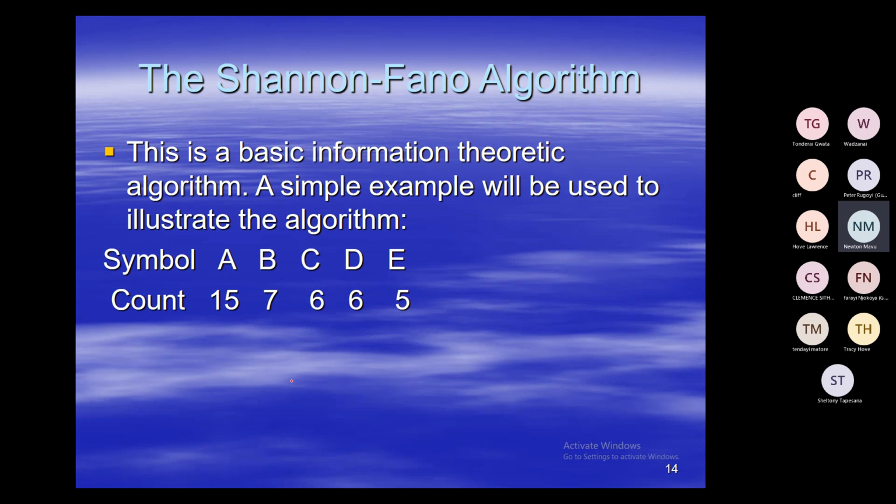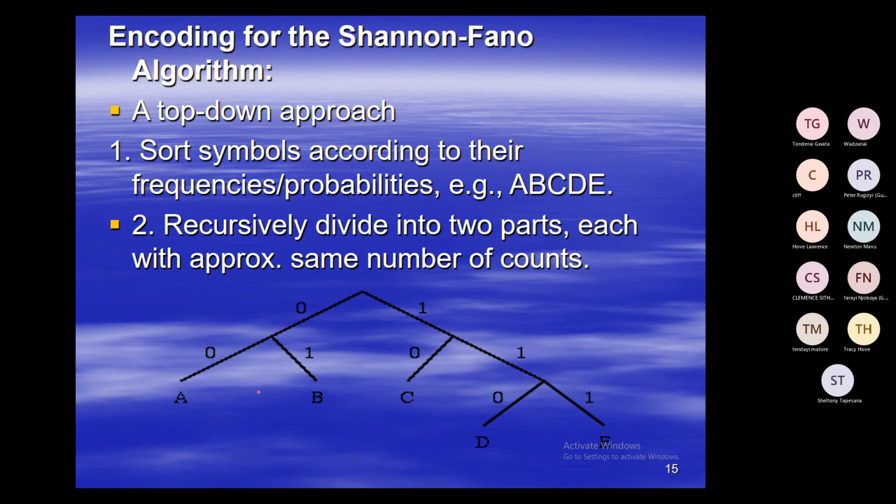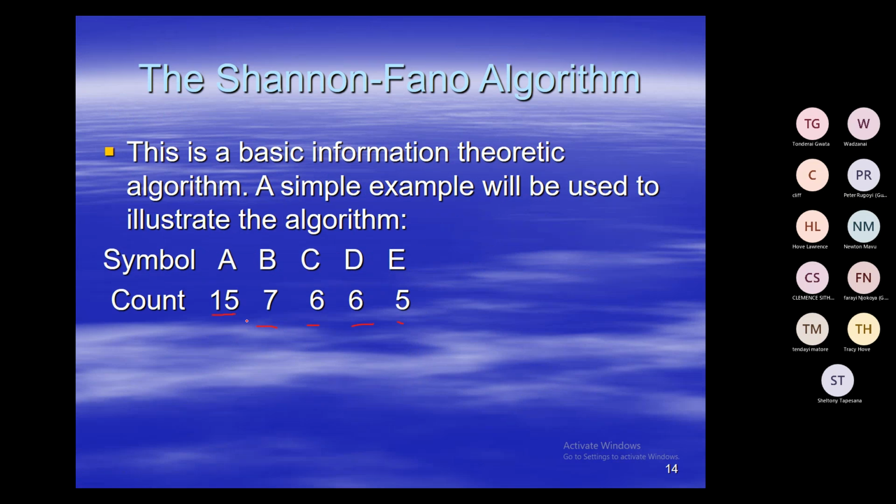Now look at the sample that we are giving here. We are saying we are reading a page, and we've seen that on a page we have A appearing 15 times, B appearing 7 times, C appearing 6 times, D appearing 6 times, E appearing 5 times. This is a page. Now look at what is going to happen. Assuming that A was going to have 8 bits by 15, you can imagine how many 8 bits were we going to send.